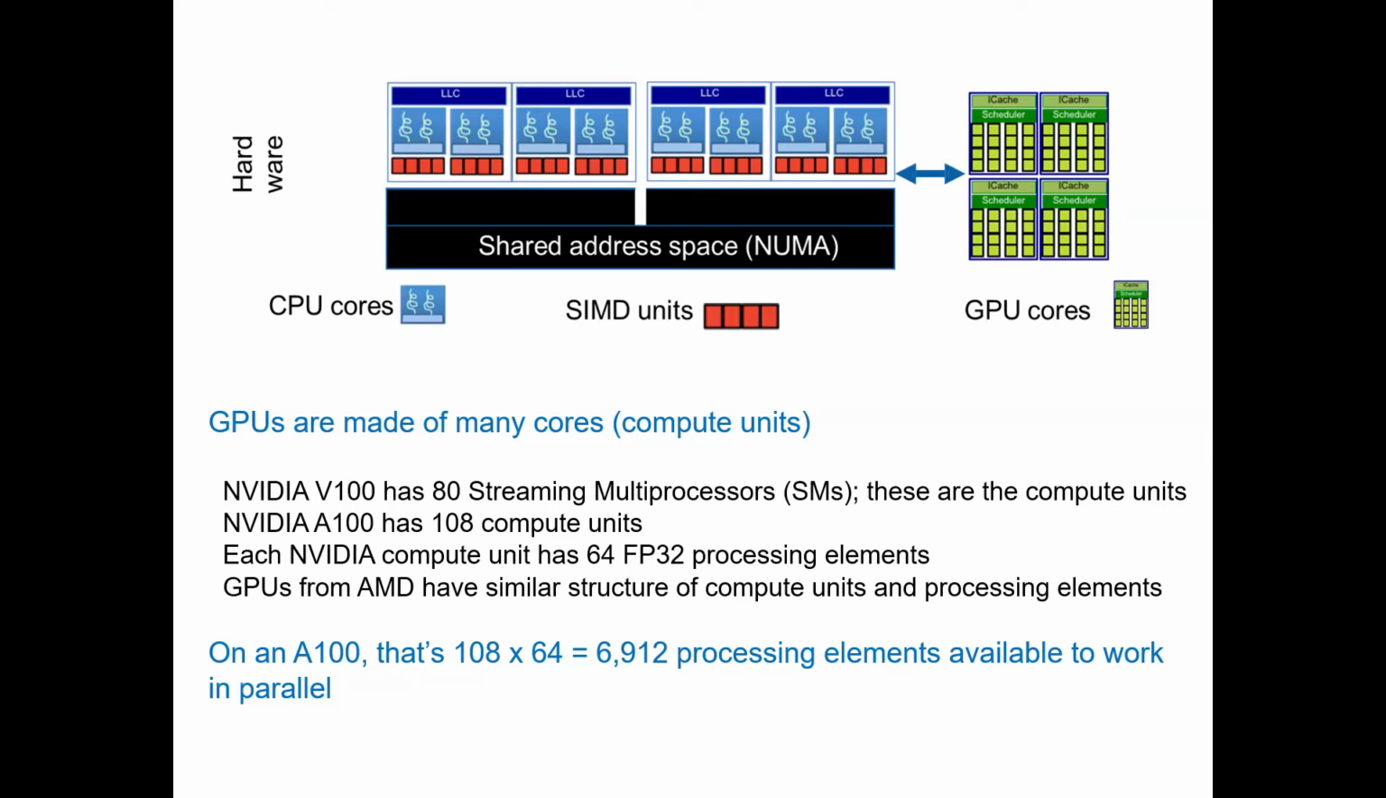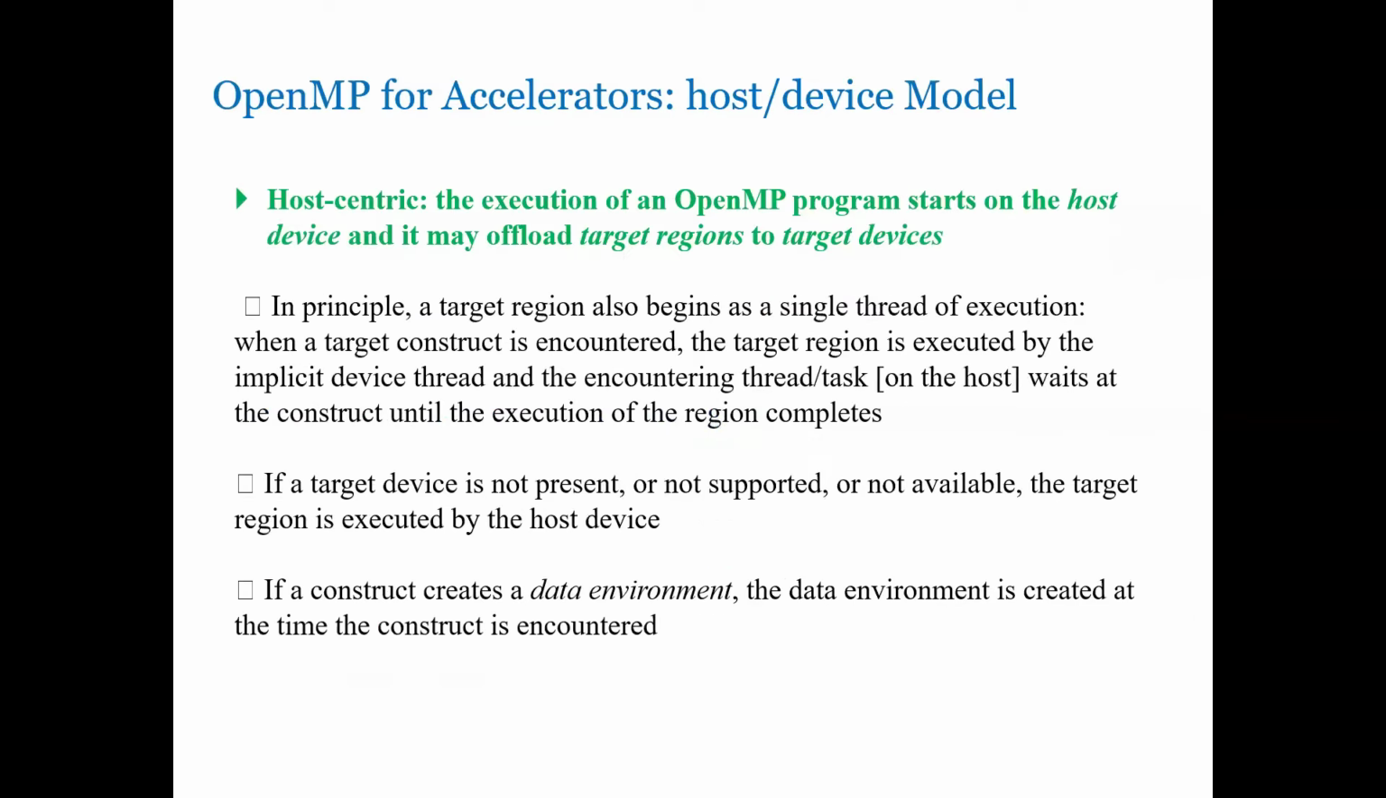GPUs from others, like AMD, are not exactly the same, but they are quite similar. They have lots of compute units and processing elements. If you put them together, like on the A100, 108 times 64 is close to almost 7,000 processing elements. So that's for you to work with to do the parallelism. So OpenMP is trying to make the code run on it.